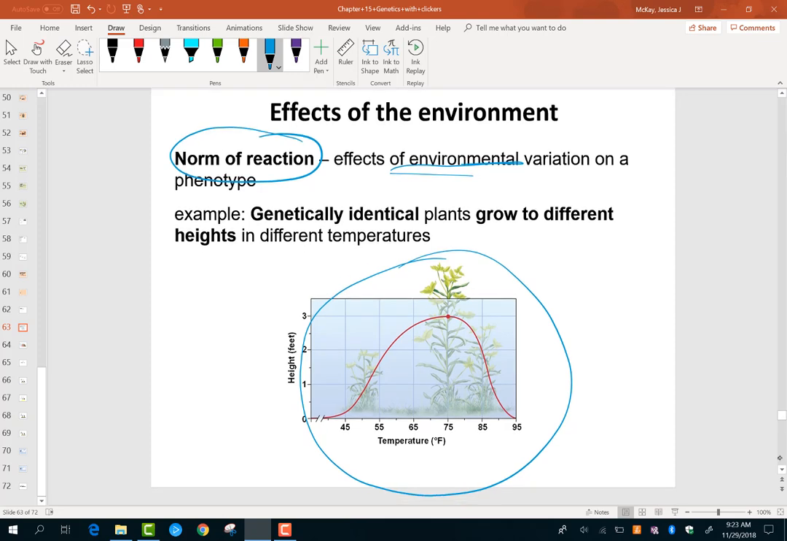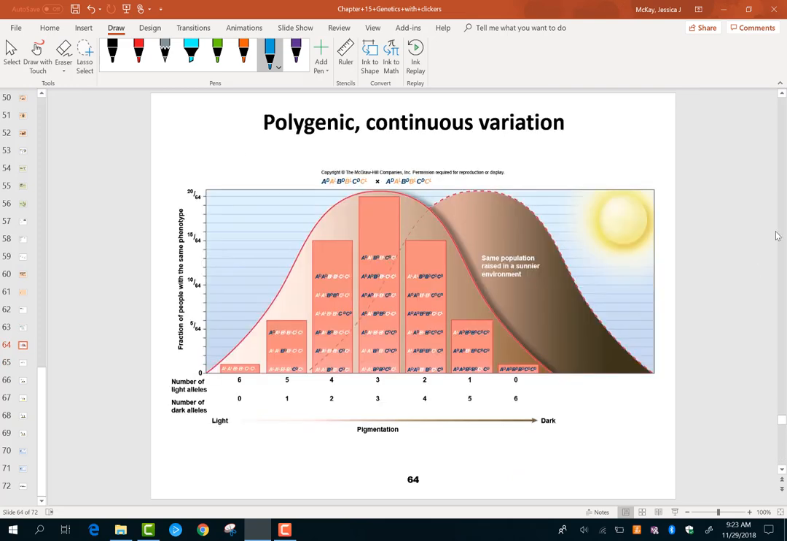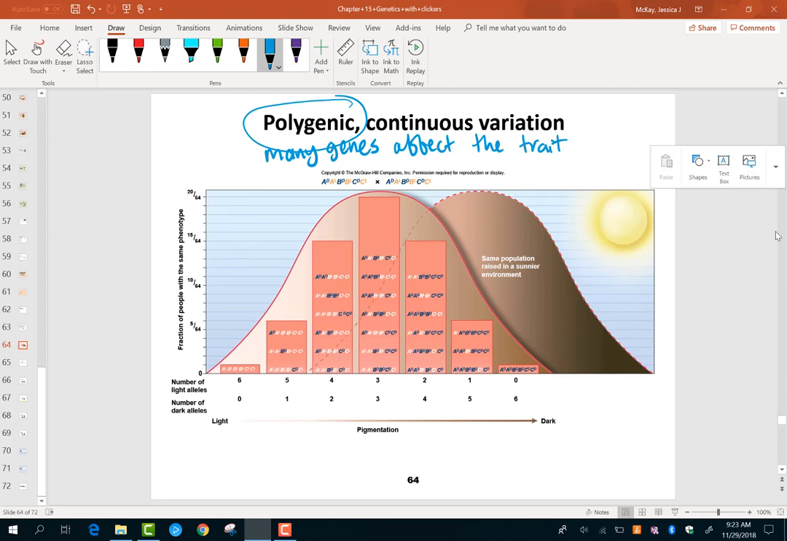Another important term in genetics is polygenic and continuous variation. So I want you to know that most genes in humans and dogs and cats is polygenic, which means many genes affect the trait. And for polygenic traits, you get this continuous variation.